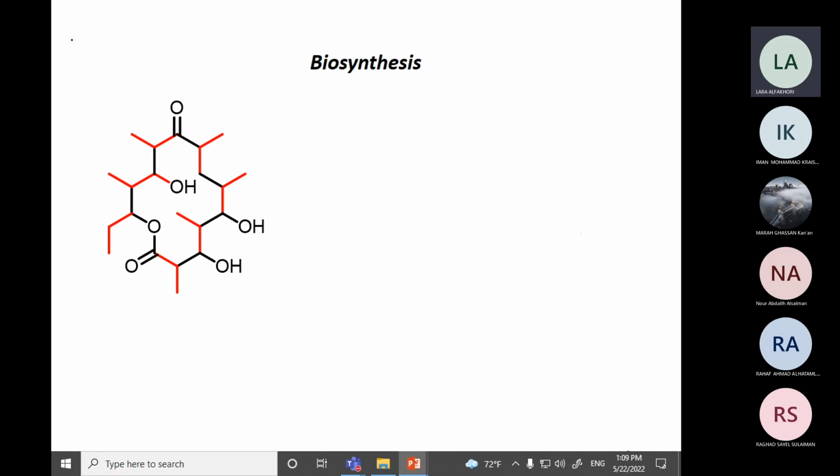If you look at the pharmacophore of the macrolides, by looking at this structure, can we determine what repeating units are in this structure? If I asked you to think about what would be the building block in this matter for the macrolides?